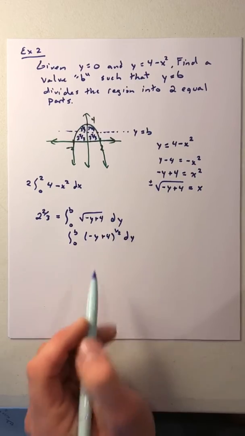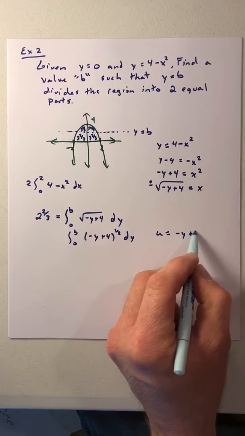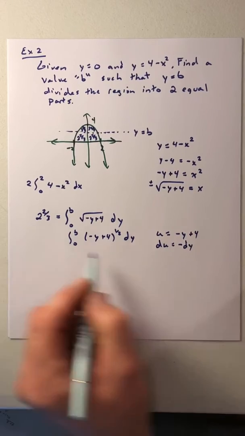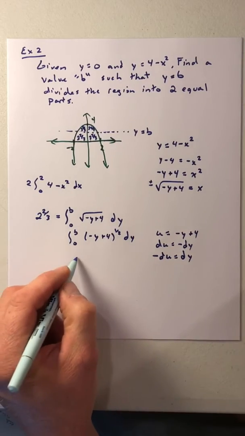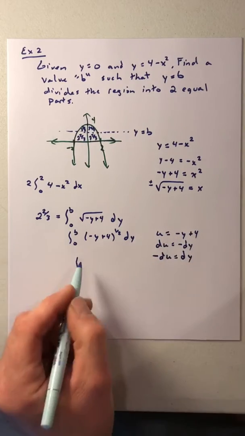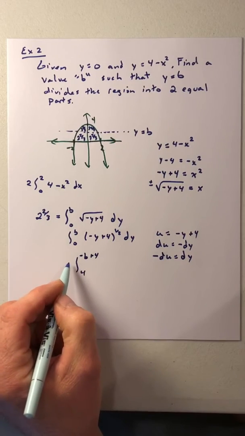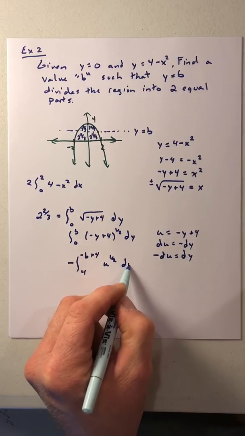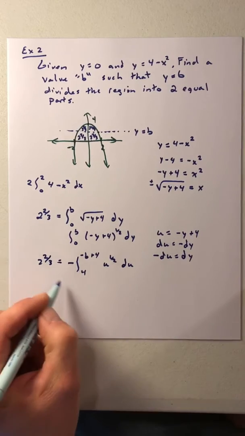I can't integrate a quantity to an exponent, but I can come off to the side and let u equal negative y plus 4. du equals a negative dy. Can't use the negative, so I have a negative du equals dy. So now I'm integrating, instead of from 0 to b, if I plug in my 0, I'm plugging in 4, to negative b plus 4 of the negative u to the 1/2 du. And we want that to equal 2 2/3.